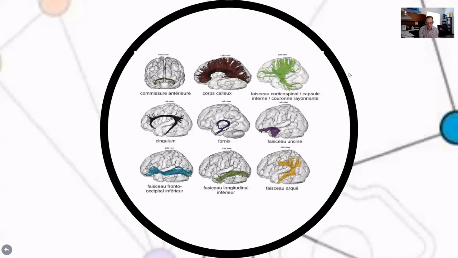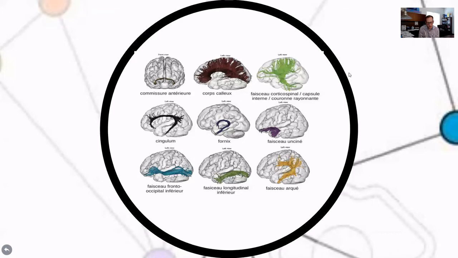The uncinate fasciculus then importantly connects the anterior temporal and orbital frontal regions of the brain, which is very important in emotional regulation, especially in traumatic brain injury where this pathway is often severed, but it's important in other areas of functioning as well. Bottom left, you see the inferior frontal occipital fasciculus, a pathway connecting all the way from the back to the front of the brain.